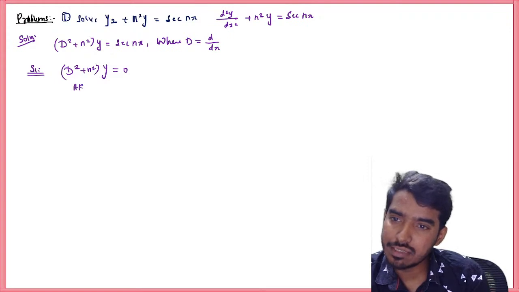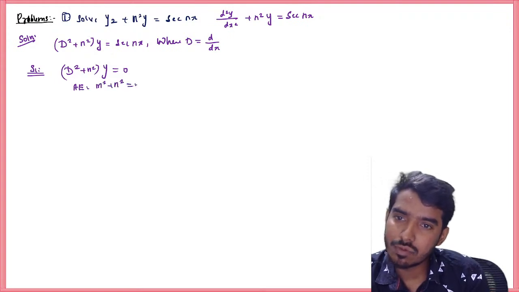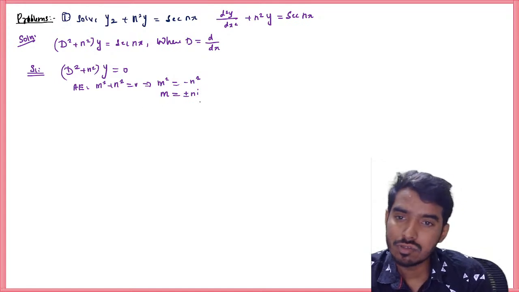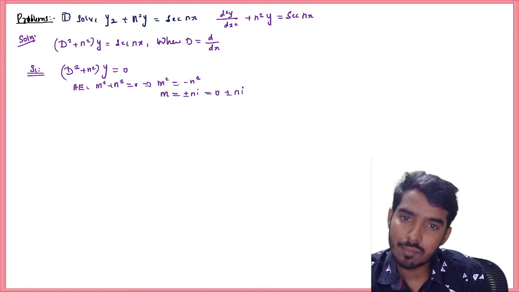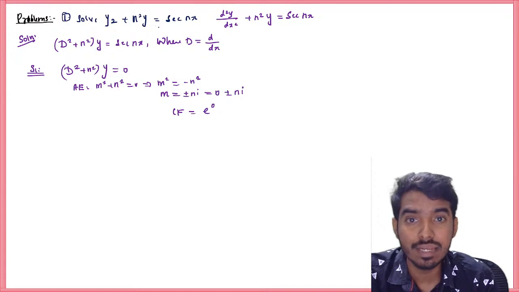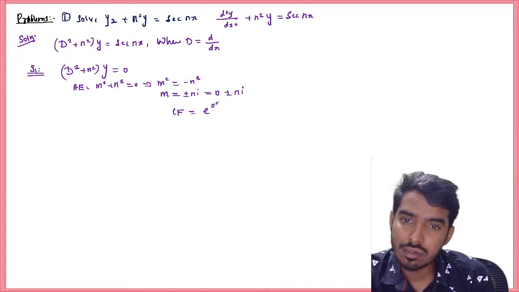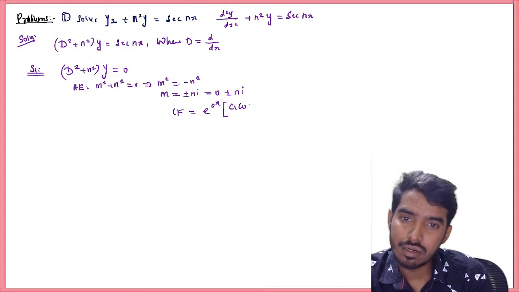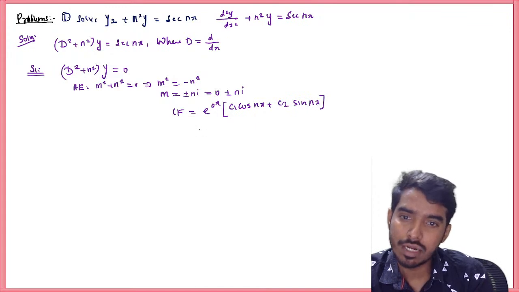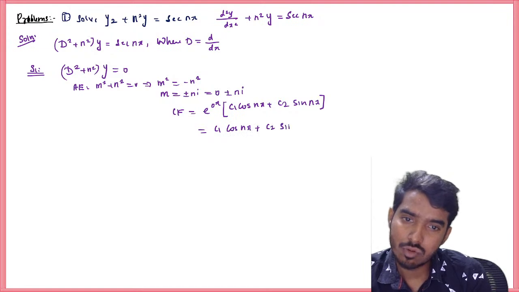What is the auxiliary equation? m square plus n square is equal to 0. That means m square is equal to minus n square. So m is equal to plus or minus ni, right? So the roots are one pair of complex roots. So your CF is e power alpha x, and here you always write everything in terms of x, because the independent variable is x only. So e power alpha x, c1 cos beta x plus c2 sin beta x. So your CF is c1 cos nx plus c2 sin nx, right?